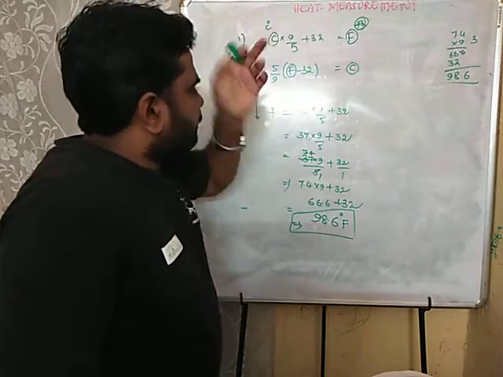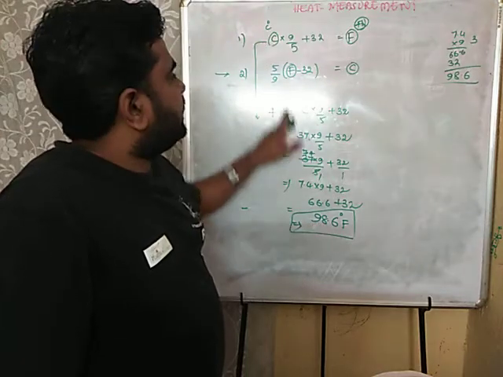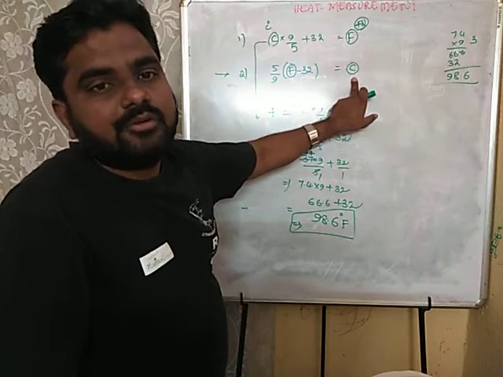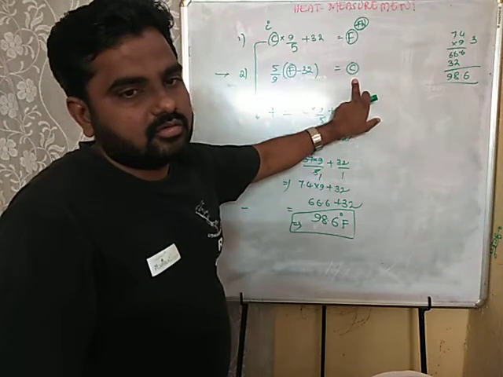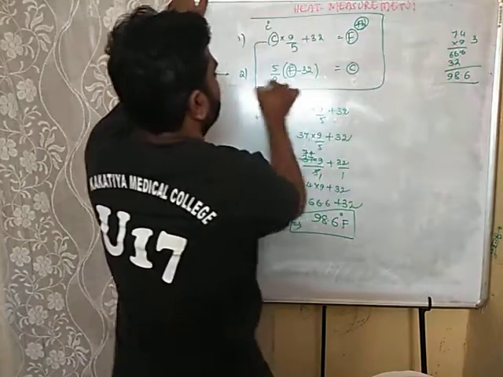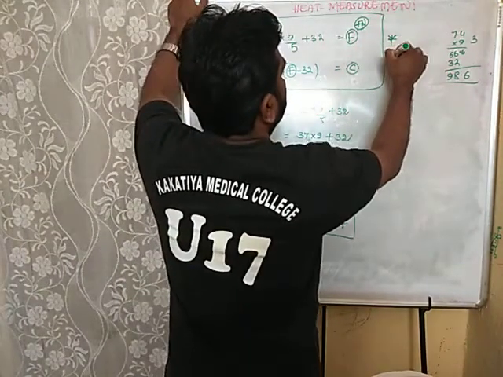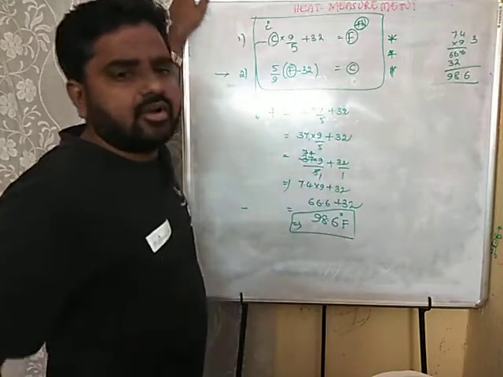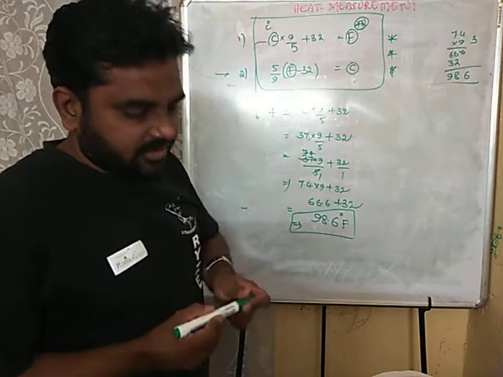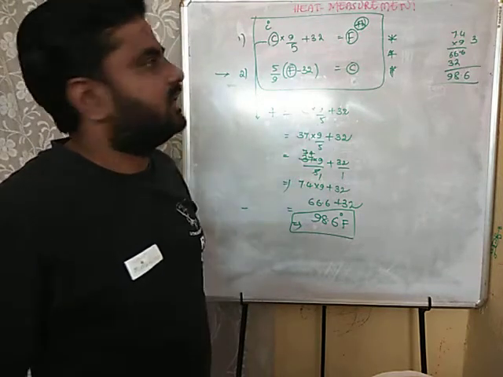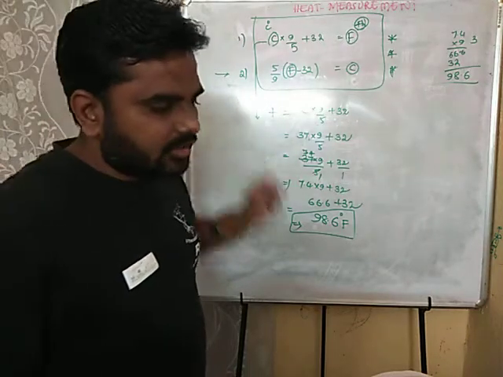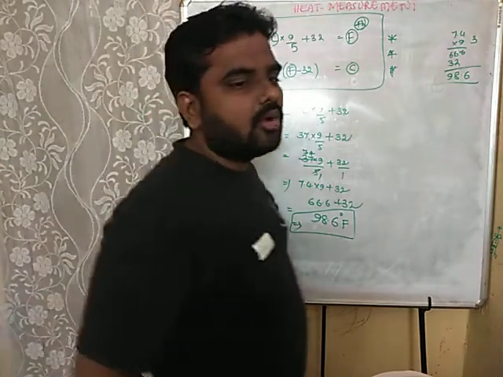In the same way, you can substitute this value: 98.6 minus 32 into 5 by 9 gives the value of C. Can you solve it now? Yes. So please note down these two formulas, which help you a lot, and this comes in GK questions and even competitive exams, isn't it? How to convert the Fahrenheit scale to degree Celsius scale and degree Celsius to Fahrenheit scale, these are very important to you children.